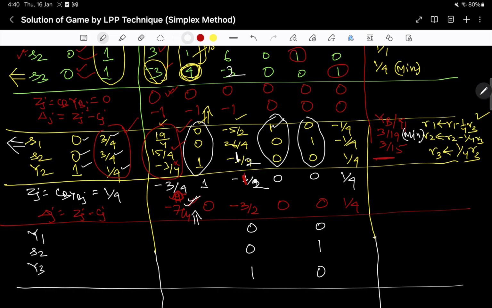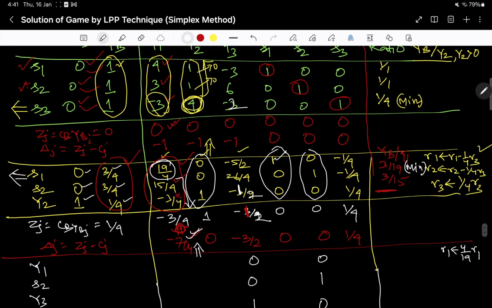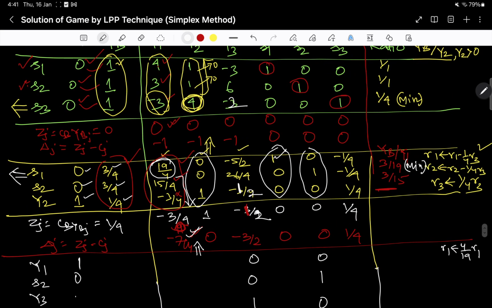Okay, so now this is my pivot position. I make it 1 here. So my R1 is replaced by 4 by 19 R1. Accordingly write R1, and I bring these items to 0 here by using suitable row operations. Here the Y1 coefficient is 1, the S2 coefficient is 0, and the Y3 coefficient is 1.